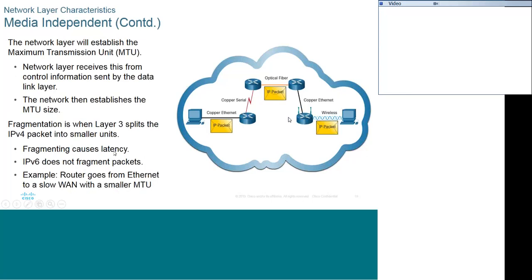I need to check the activity. So IP version 4 does fragmentation. IP version 6 does not fragment packets, so therefore IP version 6 is much faster than IP version 4.